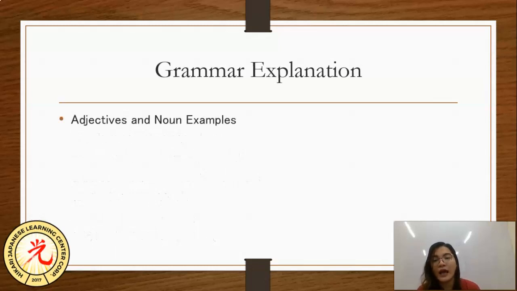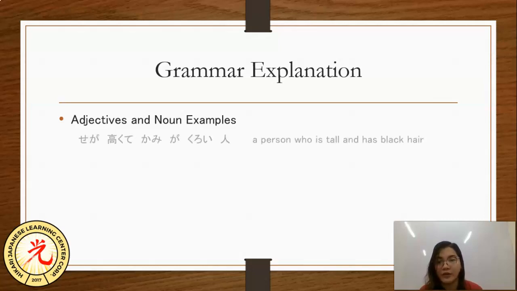Another is adjective and noun examples. Dito naman is how we modify it using adjectives and a noun. Let's start our example. A person who is tall and has black hair. Our noun here is person. Our adjectives here are tall and black hair. So, se ga takakute, kami ga kuroi hito.